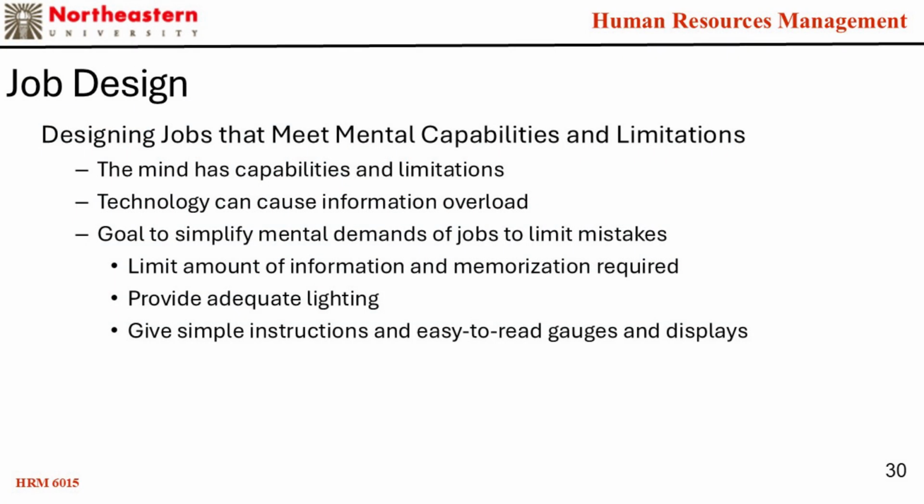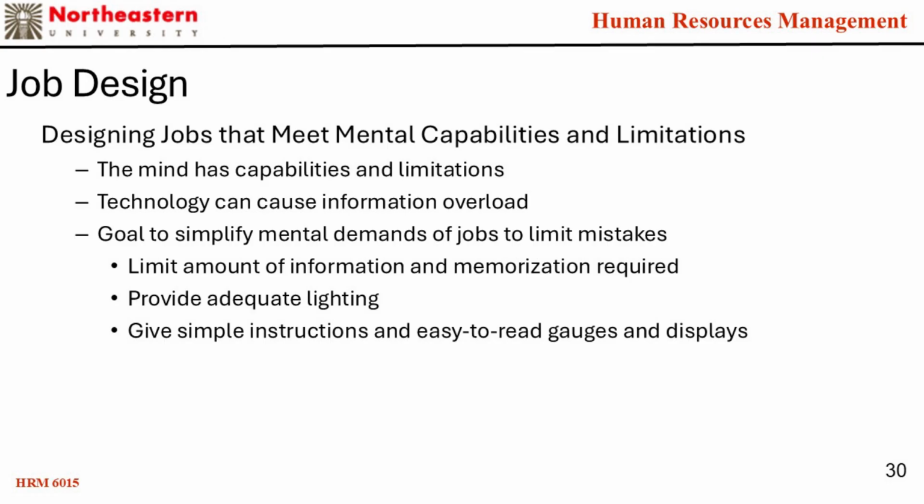You also want to look at mental capabilities and limitations when you're engaging in job design. The mind does have capabilities. You can do a lot of things, probably more than you think you can, but it also has limitations. Technology can cause information overload. It can also be very distracting because the nature of cell phones and the algorithms that they use on social media, the bell goes off, your brain is stimulated, you get the reward hormones in your brain. It can be very distracting and it can lead you to having a hard time concentrating.